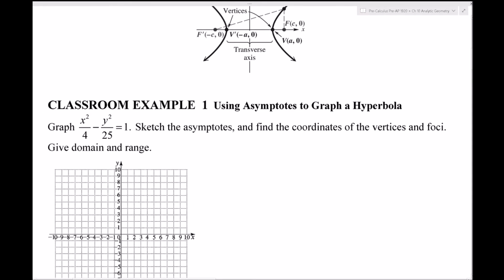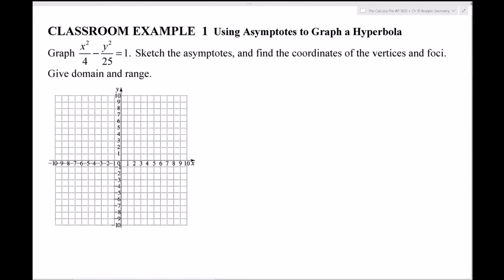So we will look at example number 1. For example number 1, graph x squared over 4 minus y squared over 25 is equal to 1. Sketch the asymptotes, and find the coordinates of the vertices and the foci.